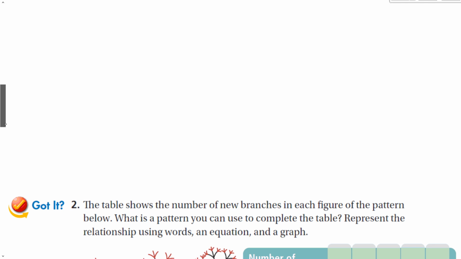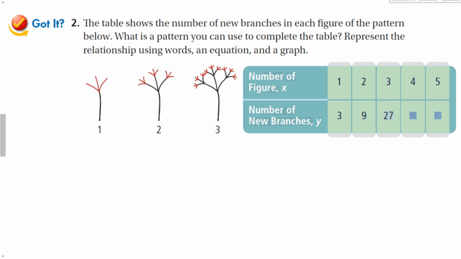Let's try a got it problem. The table shows the number of new branches in each figure of the pattern below. So we see the first pattern, we have 3 branches. Then every branch gets 3 more. Then every branch gets 3 more. What is a pattern you can use to complete the table? Represent the relationship using words, an equation, and a graph. Okay?